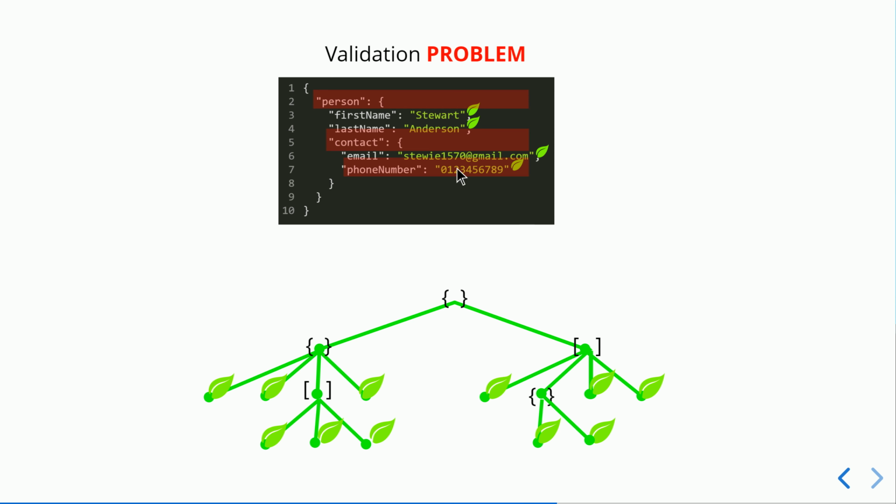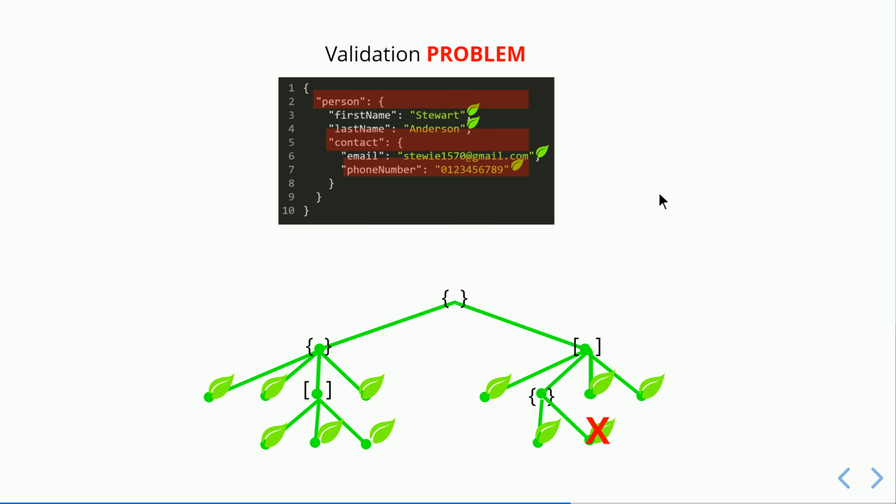Say a phone number is invalid. Now, if the phone number is invalid, and there's a form that knows specifically about contact, you wouldn't be able to submit that form because the phone number is invalid. So in other words, if phone number is invalid, then contact is invalid. And on that same token, if contact is invalid, that means person is invalid.